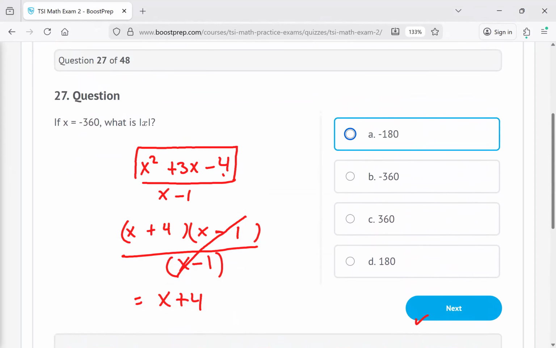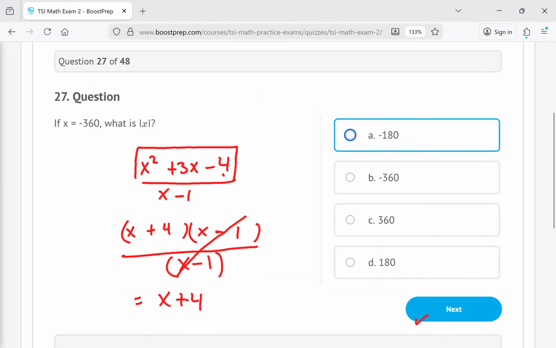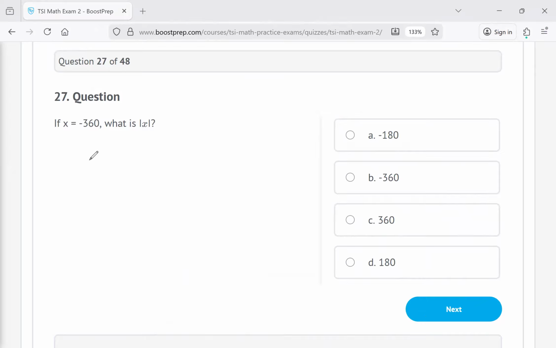Questions. Okay. This one's an easy one. If x equals -360, what is the absolute value of x? Simple, right? The absolute value of -360 still spits out to be +360. So C.